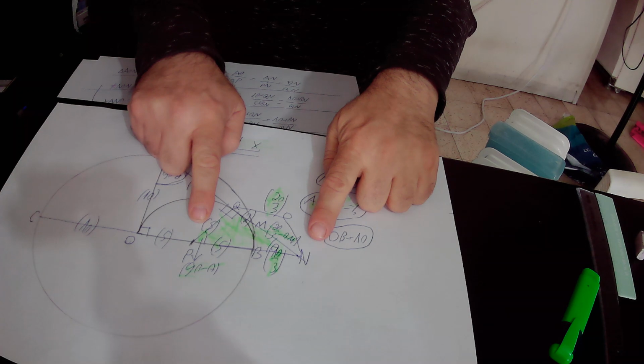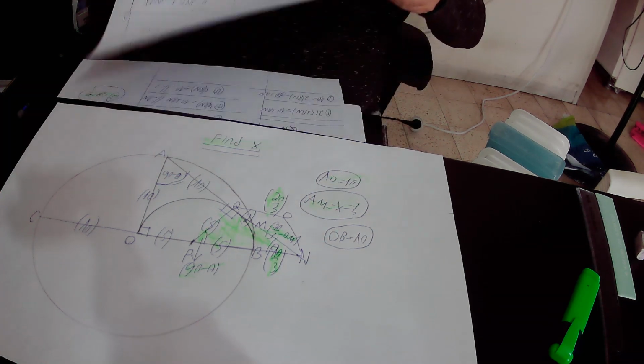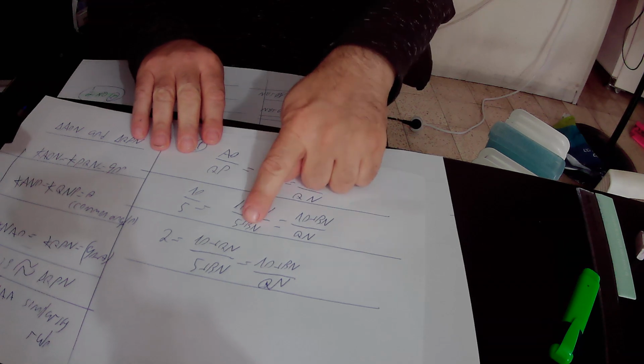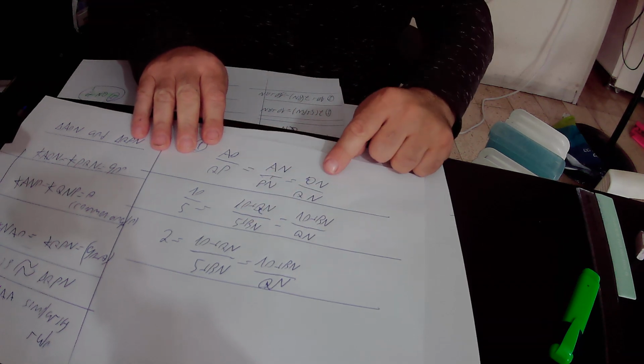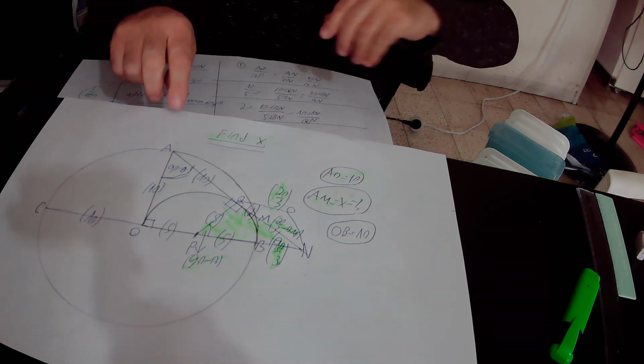PN equals PB plus BN. That is to say, PN equals PB, that is 5, plus BN. So in total, PN equals 5 plus BN. Here, PN equals 5 plus BN, and it is equal to ON. ON, what is the length of ON?